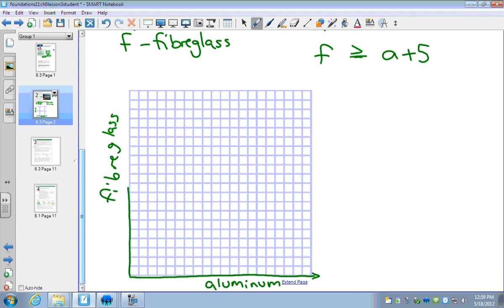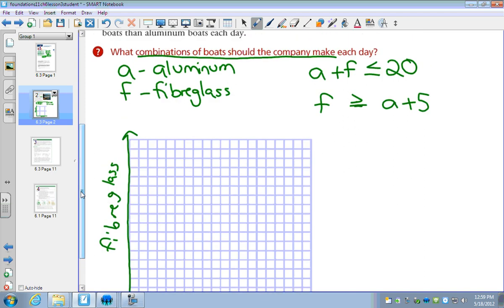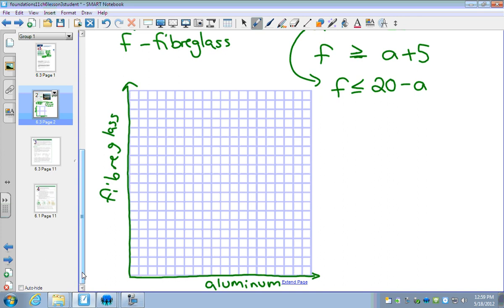Okay, aluminum and fiberglass. So I'm going to solve them all just like we do y equals. I'm going to put them all in the form f equals. So this one's fine. It's this one that I'm going to change. I'm going to change it into f is less than or equal to 20 minus a. And that's just going to help us graph. Okay, so let's go 1, 2, 3, 4, 5.